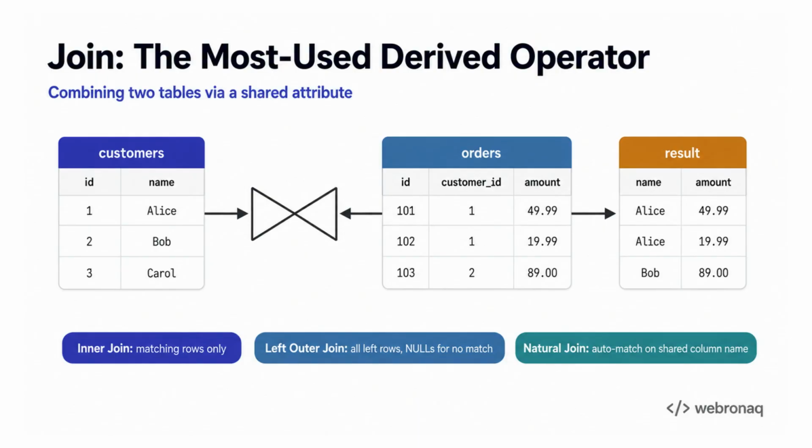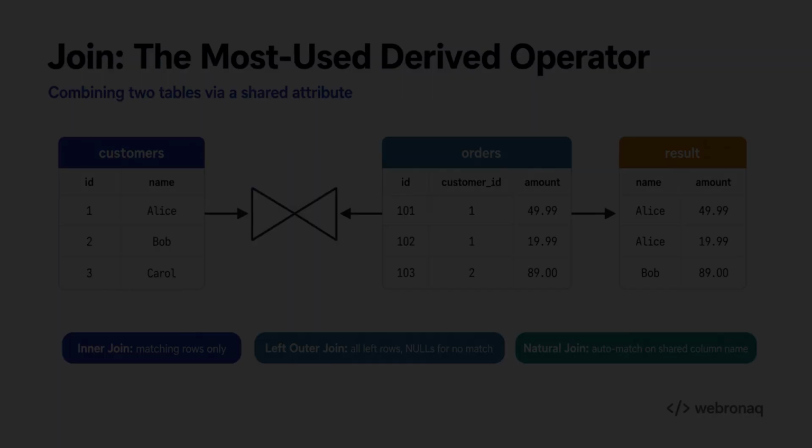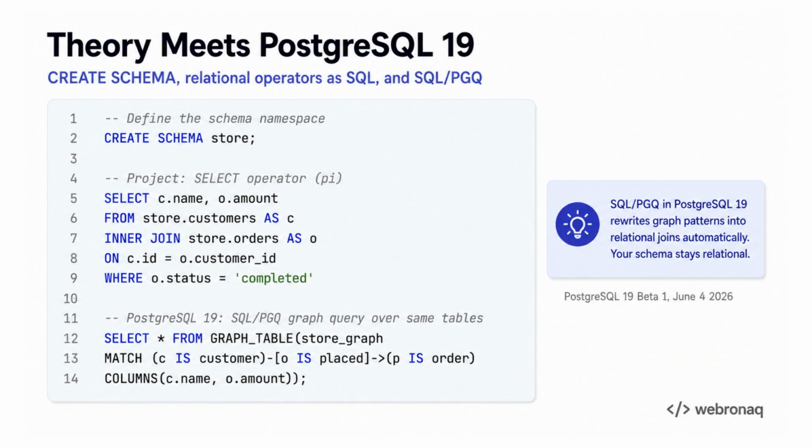A natural join automatically matches on any column that shares a name in both tables. In SQL you will write all 3 daily. Inner joins are the default workhorse, outer joins preserve unmatched rows, and natural joins are a shortcut when column names align. Joins are where relational algebra meets real-world data combination. Let me show you how everything we have covered lands in actual PostgreSQL 19 code.